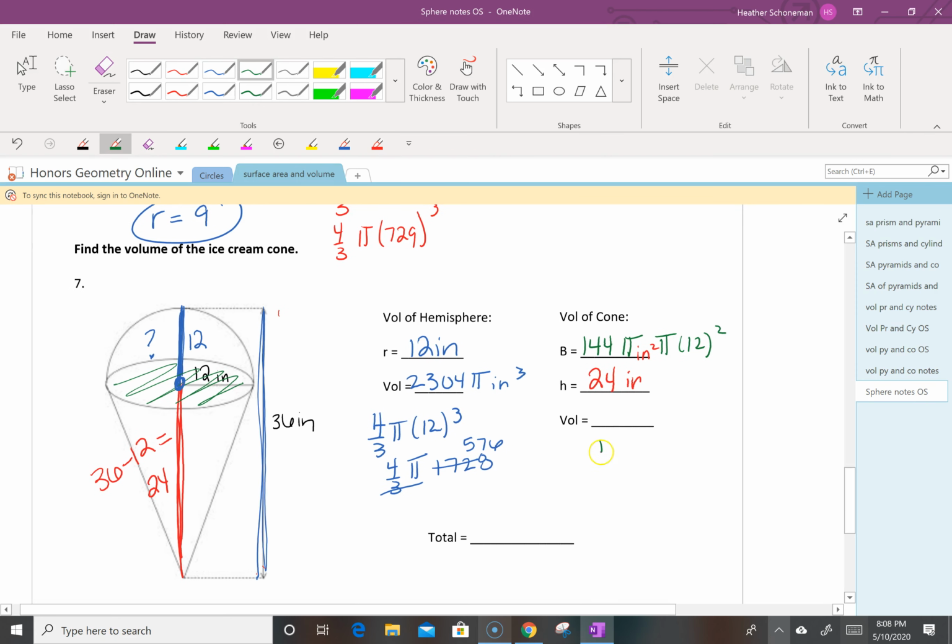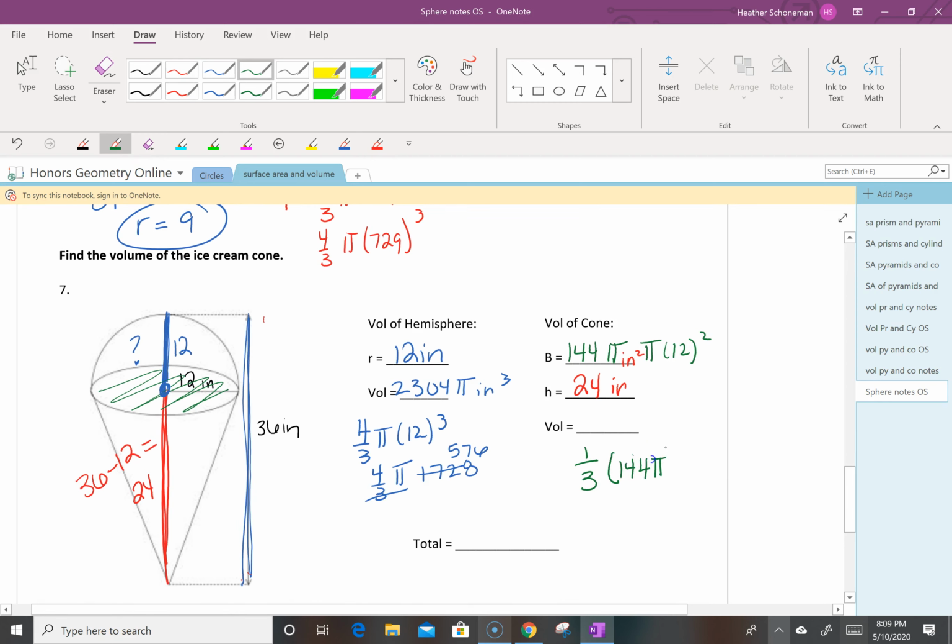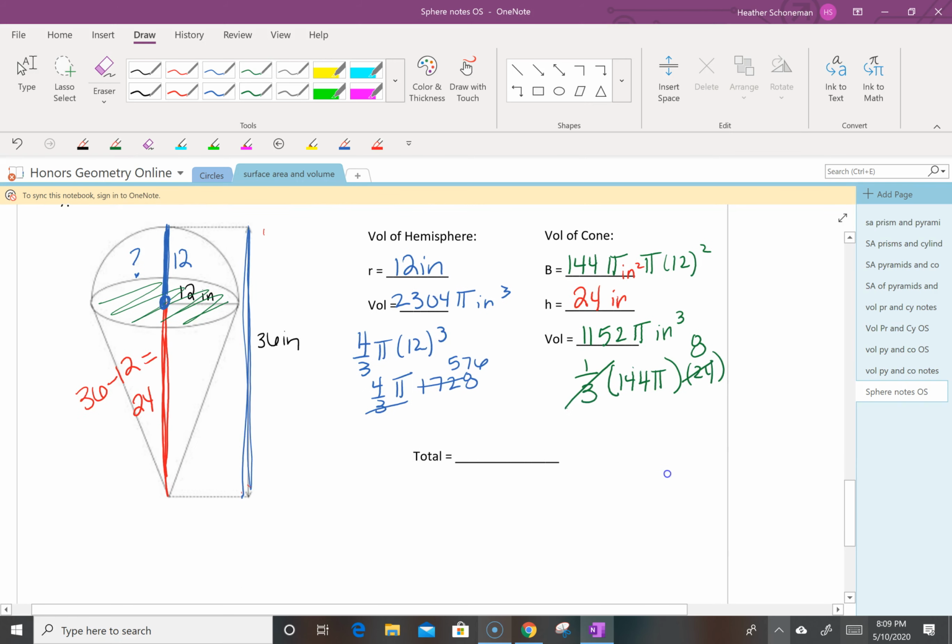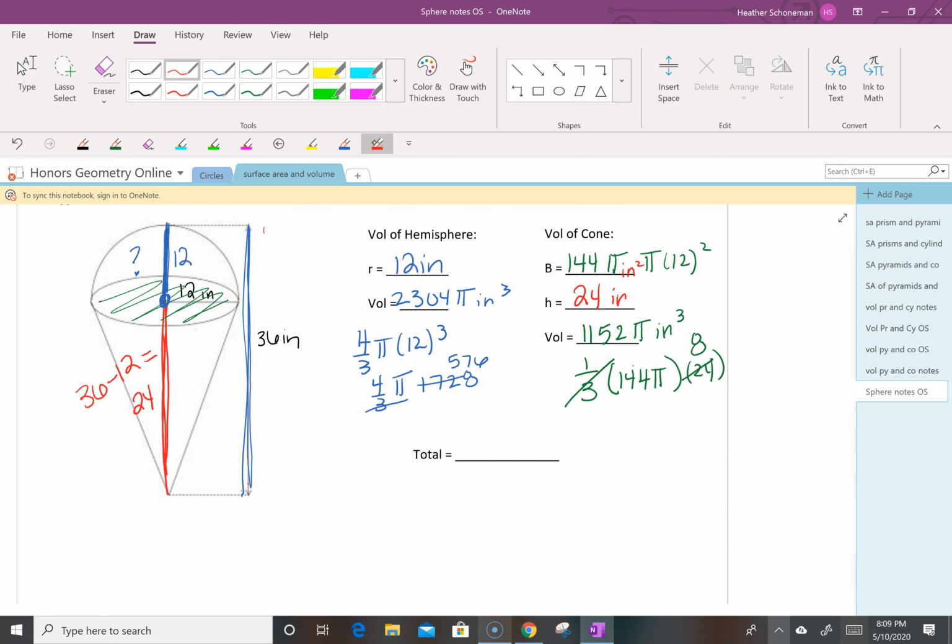Okay, then you can do volume of a cone. I'm going to go back and look at those formulas. 1/3 times the base times the height. 1/3 of 24 is 8. 144 times 8 is 1152. So you've got more ice cream than cone, which is never a bad problem in my world. To get the total, you got the two shapes and add them together. So 2304 pi plus 1152 pi gives you a grand total of 3456 pi, and your label would be inches cubed. There you go, you're done.